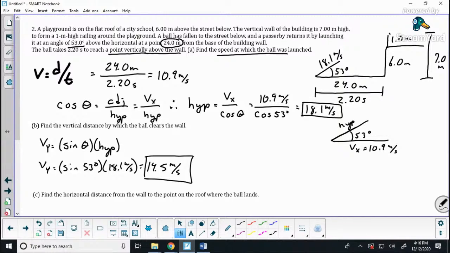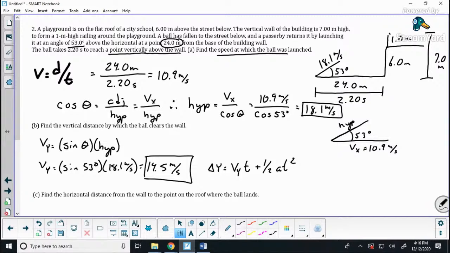Now that I know the velocity and I know the time that it's in flight, that 2.20 seconds, I can go back and use the exact same equation that we used in the previous problem, where we've got delta y, our change in y, equals our velocity in the y times time plus 1/2 at squared.